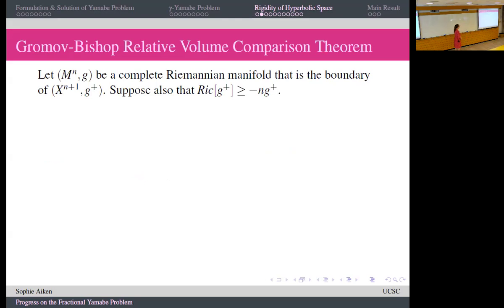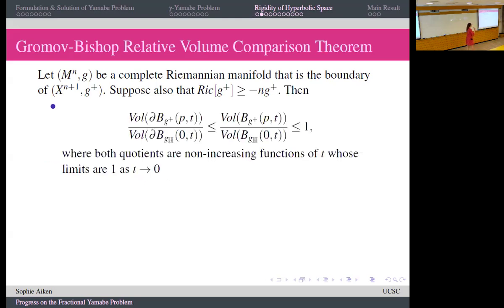So again, same setup. I have my boundary as a complete Riemannian manifold. And now we're just using this Ricci lower bound condition. We're going to review the classic Bishop relative volume comparison, which says that I have this quotient of my volumes of geodesic spheres, where on top I have my geodesic sphere in the interior metric g plus, and on the bottom I have the geodesic sphere of hyperbolic space. This quotient is always going to be less than or equal to the relative volumes of the geodesic balls, which is always less than or equal to 1.